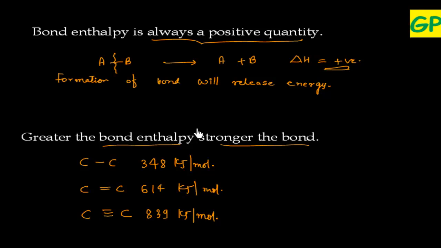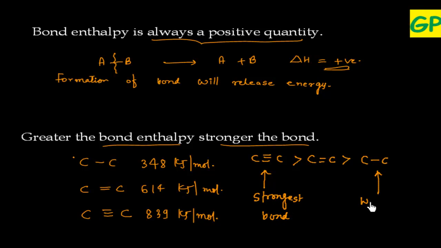So I can say the carbon-carbon single bond is less strong than the carbon-carbon double bond, and the carbon-carbon triple bond is the strongest. The carbon-carbon triple bond has the highest energy, then the carbon-carbon double bond, then the carbon-carbon single bond. So this is the strongest bond, and this one is the weakest bond. The idea is clear: if bond energy is higher, the bond is stronger.